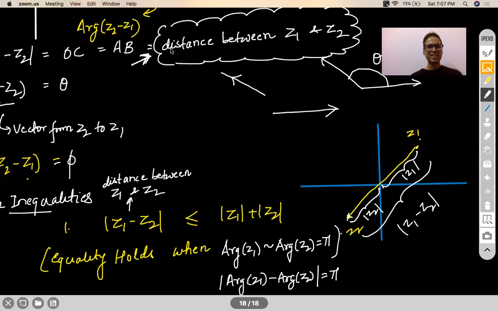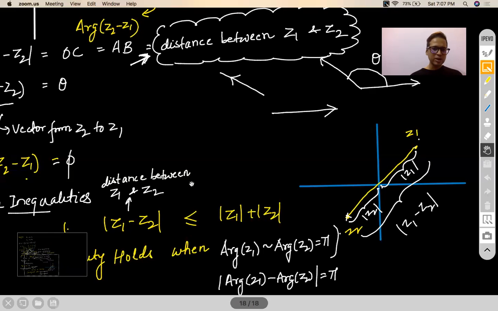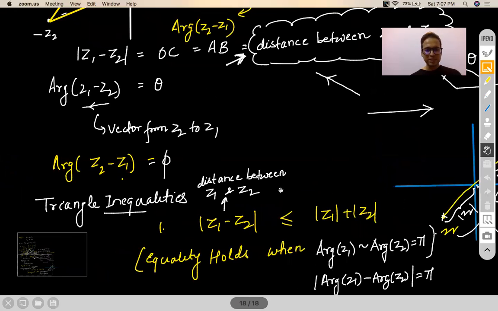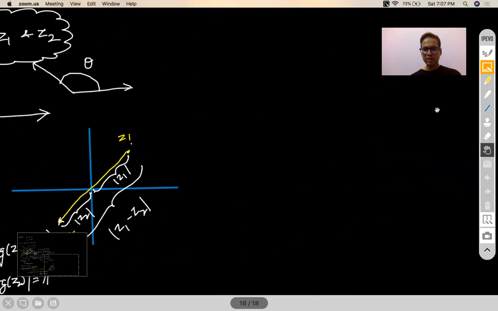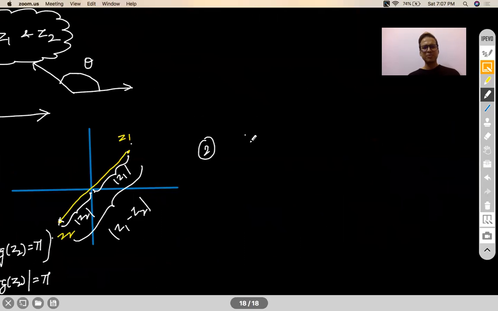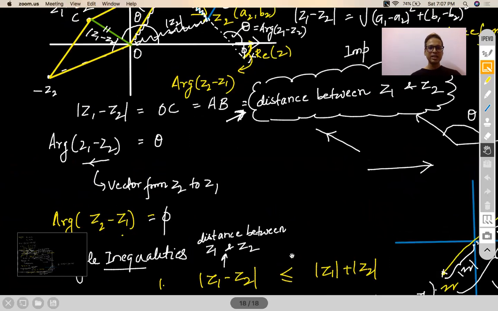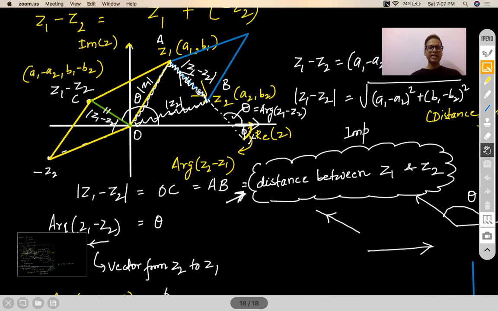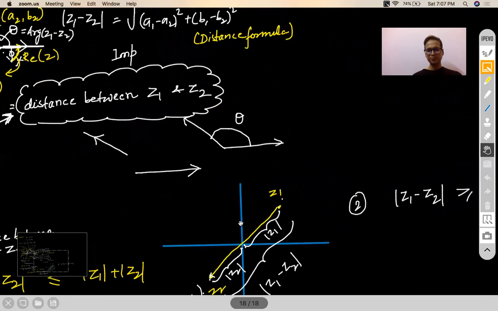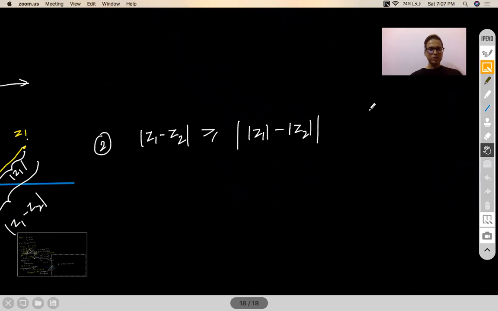Okay. All right. Second inequality, my space has gone over here. Okay, I'll write it over here. Second inequality, and I think you would easily guess it, that mod Z1 minus Z2 will always be greater than or equal to the difference between the moduli of the two complex numbers. Again, from the very same triangle, triangle OAB, I can say the third side length is always more than the difference of the two sides. Now, I have a question again.